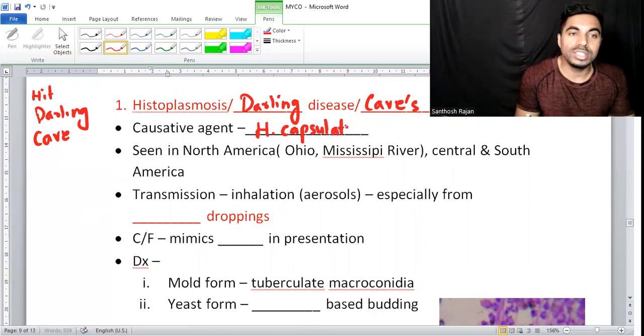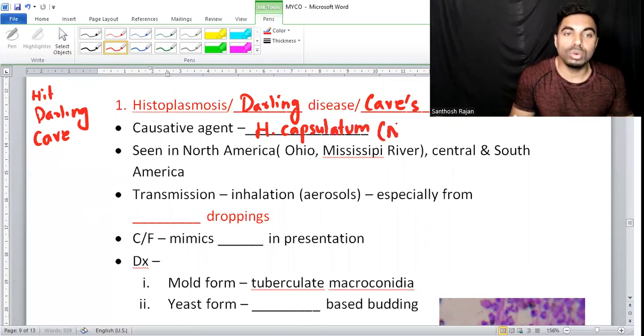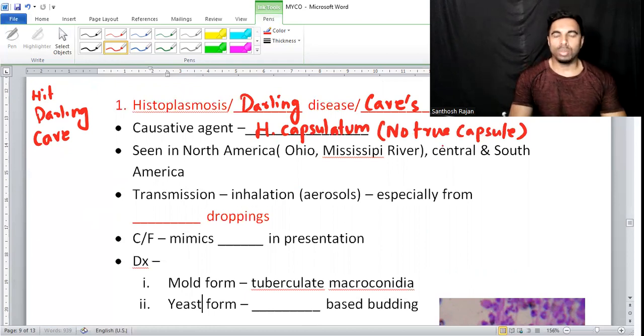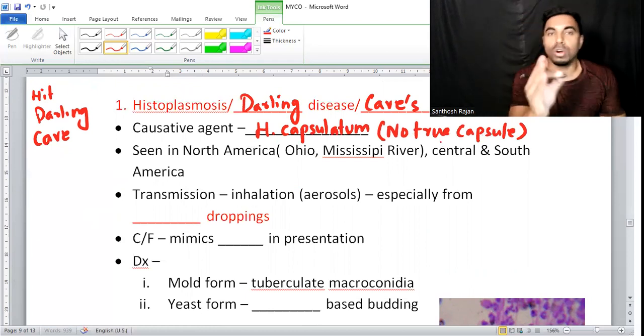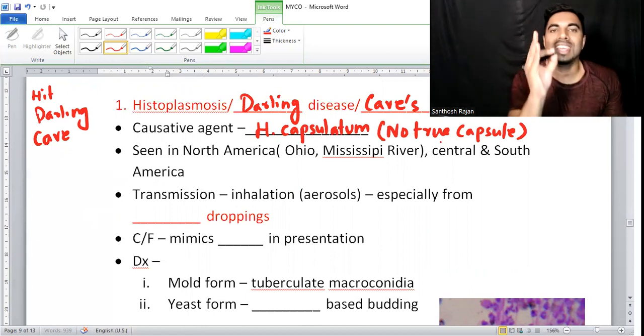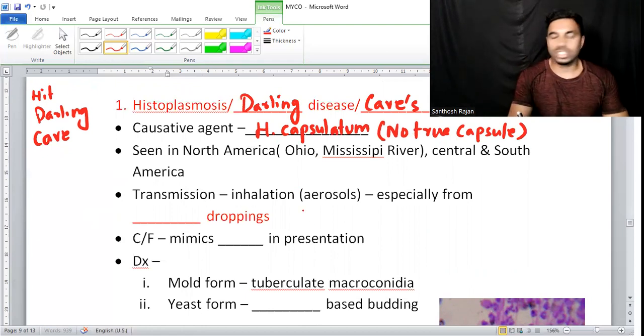Capsulatum, I'm stressing on this. The name is capsulatum, but there is no true capsule. Remember, no true capsule. It looks like a capsule, but that's not a capsule. Cryptococcus is the only fungus with a capsule. None of the others have one, it's just the name. Don't make that mistake. I made that mistake in one of my exams during my PG time, so you don't repeat that.